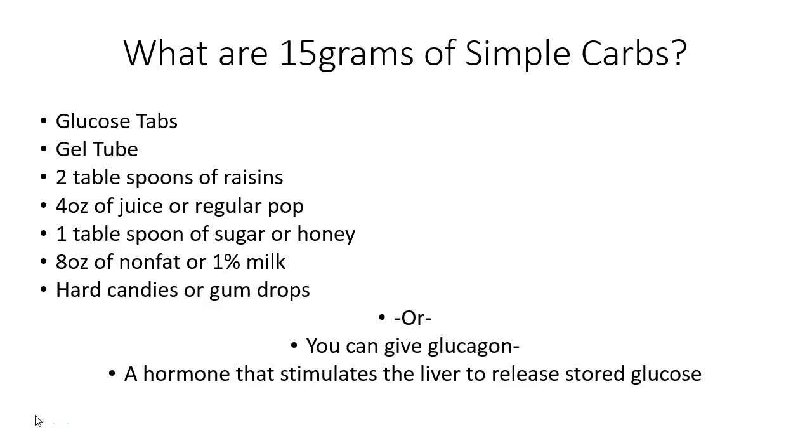So what are 15 grams of simple carbs? They could be the glucose tabs, as I mentioned before. They actually have little tubes that have sugar gel in them. You can use that. Two tablespoons of raisins, four ounces of juice or regular pop. I had to laugh when I made this because I'm from Ohio. We call it soda pop. But yeah, definitely anything with sugar in it will help. One tablespoon of sugar or honey, eight ounces of non-fat or 1% milk, hard candies or gumdrops.